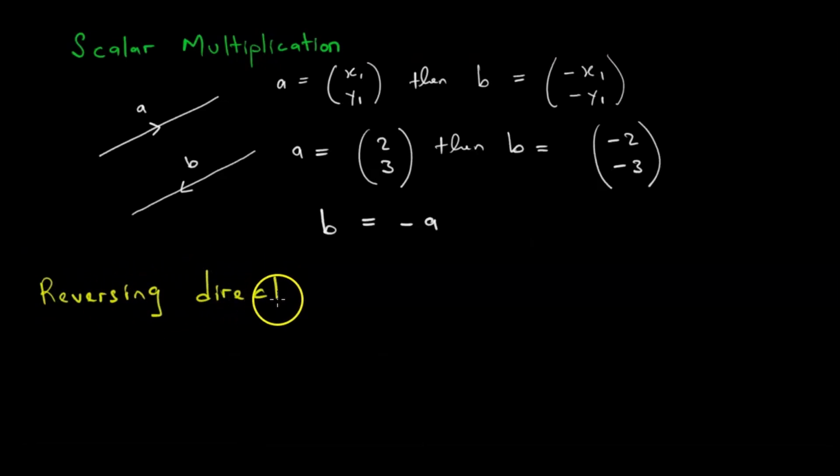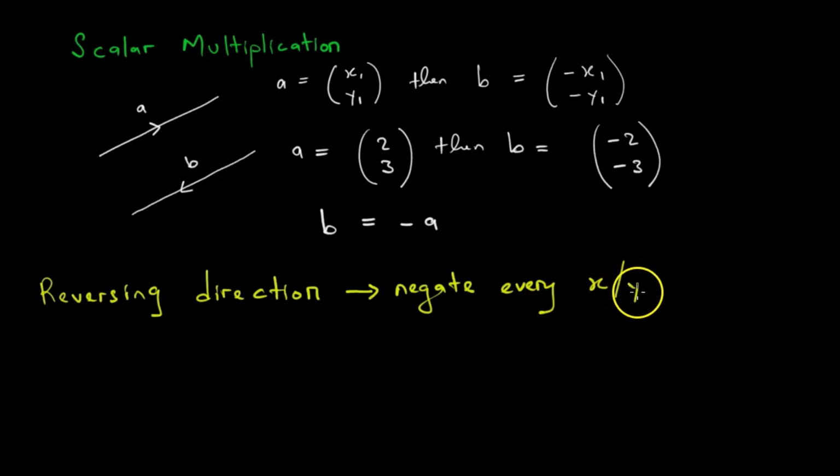And by reversing direction, takati isusu, what do we do? We negate every x, y value in B. So negating kuchinja sign. Yanga iri positive inova negative, yanga iri negative inova positive. Chatakuda kudiscussa panapa is this case. B is equal to minus A. Let us work on it.